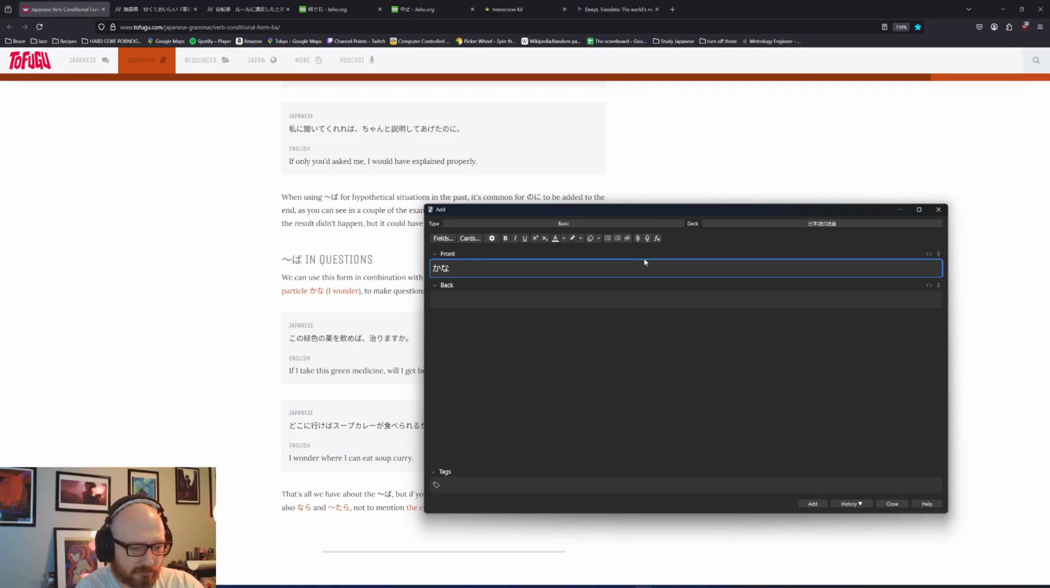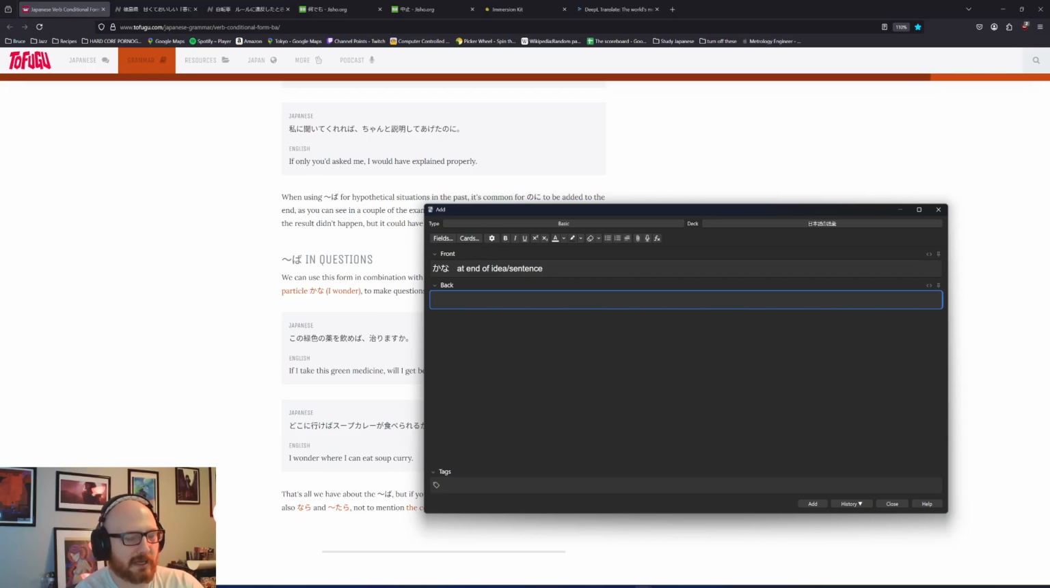Then we'll go end of idea. At end of idea/sentence. Because I want to make sure it's not just saying at the end of a sentence, because I guarantee you can throw this in the middle of something. So adds the meaning of the prior idea.